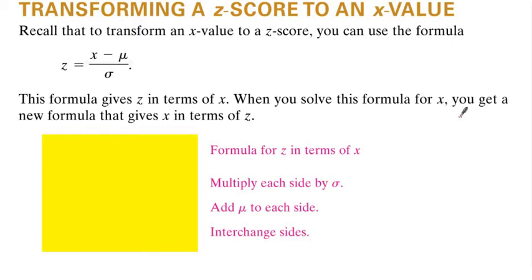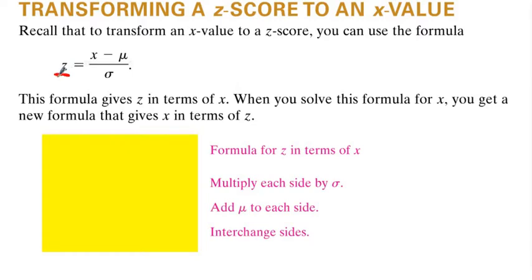Alright, so sometimes you want to take a z-score and change it into an actual value. For example, if you're dealing with SAT scores and I tell you this person got a z-score of 1.7, that doesn't mean anything to you. You want to know what SAT score 1.7 corresponds to. So I'm going to show you the formula for doing that.